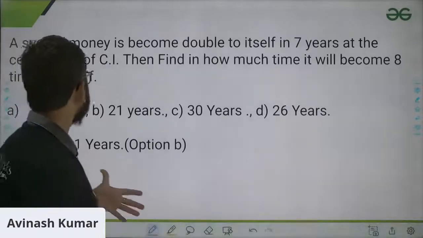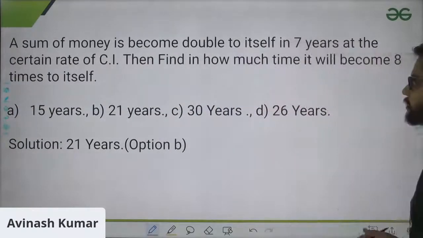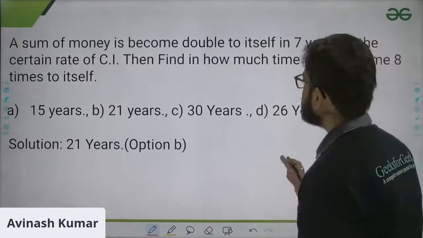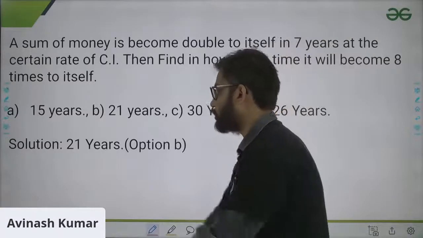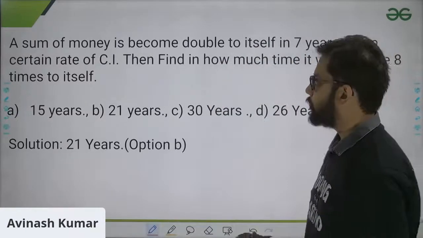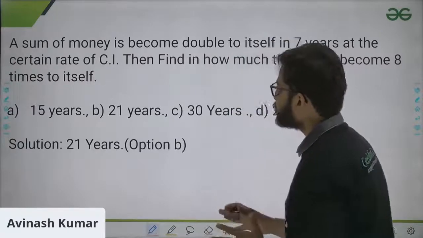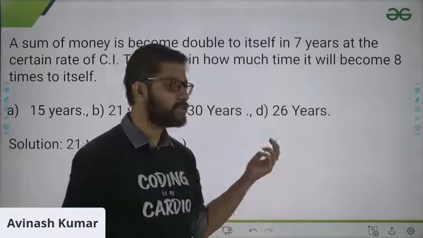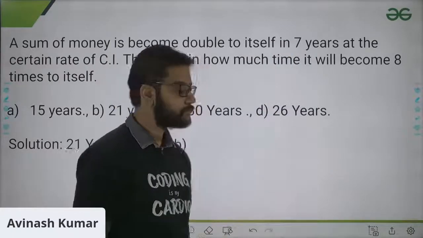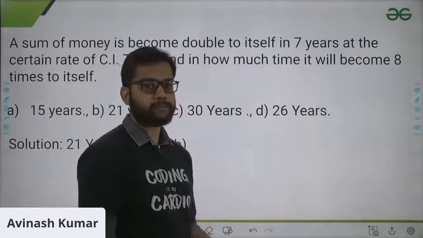Now, this question is: a sum of money becomes double itself in 7 years at a certain compound interest. Find in how much time this sum will become 8 times itself. Now see, it's a compound interest concept. The sum of money becomes double itself in 7 years. Usually this concept is used in a bank, who take your money and after a certain period of time give you double the amount of money.